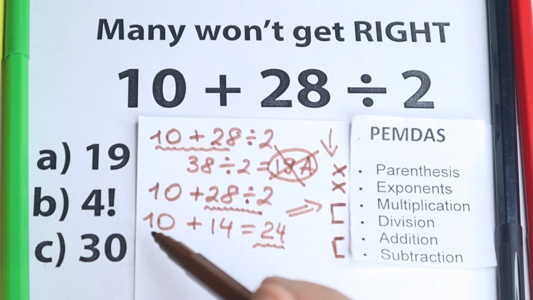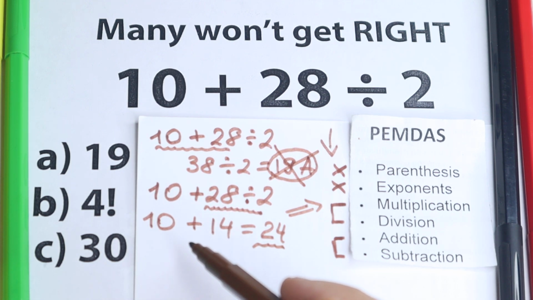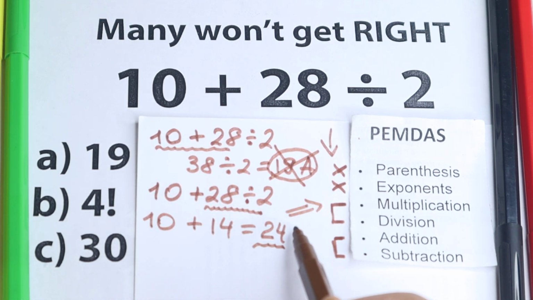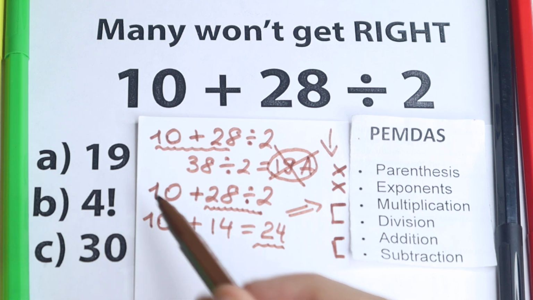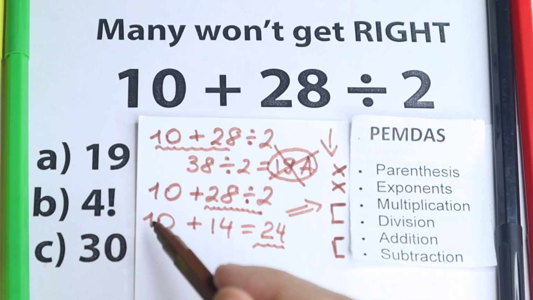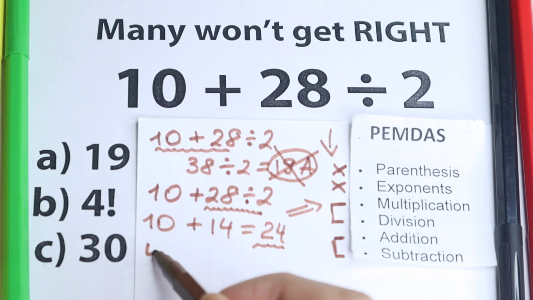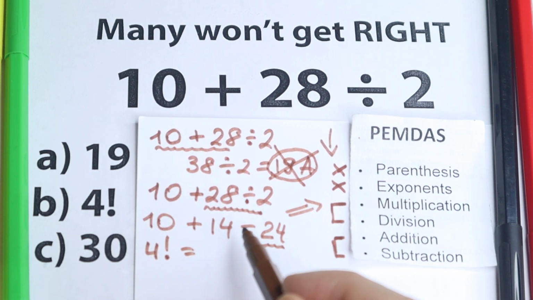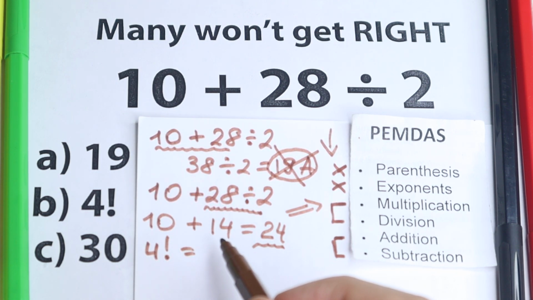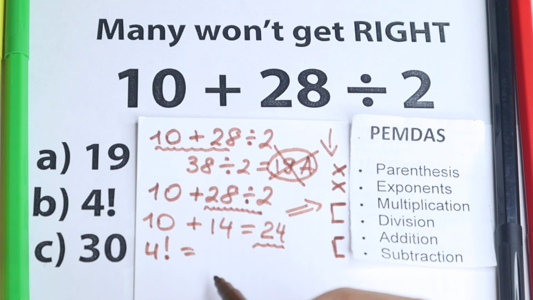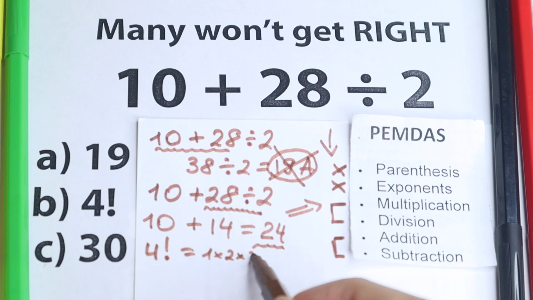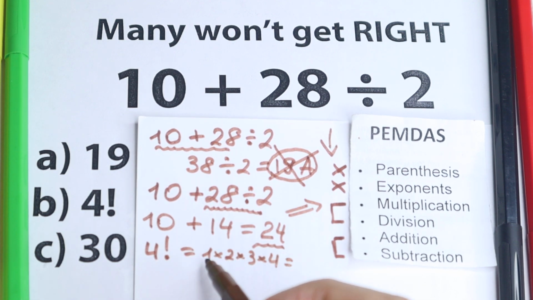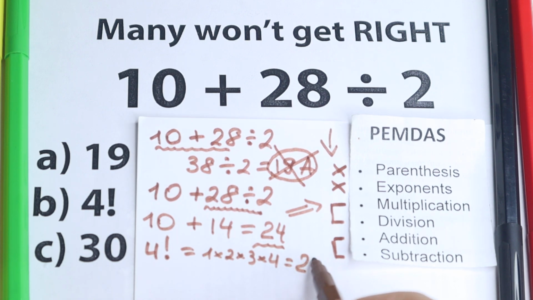But right now we have a test, so we need to choose a correct letter. 24 is a correct answer, but what about the options? We have 19, we have 30. What about this option B? This looks kind of weird. We have 4 factorial. Let's check this answer. Let's find the value of 4 factorial. We know that 4 factorial is the product from 1 to 4. So we have 1 times 2 times 3 times 4. 1 times 2 is 2, 2 times 3 is 6, and 6 times 4 is 24. So as you can see, it is the same as right here.